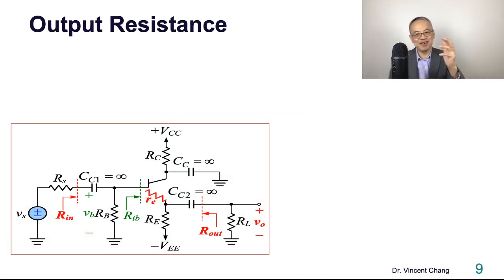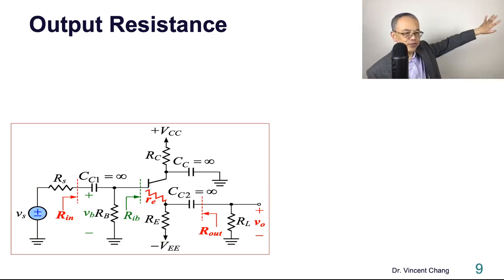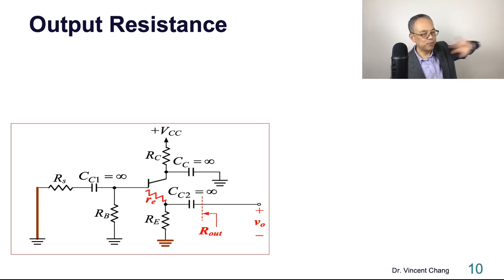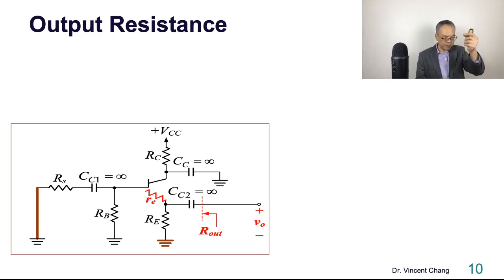That's the beauty of the T model. Output resistance. So what's the output resistance? The first step, just kick out the VS, the signal source, and then remove the RL. So ground the left-hand side of the RS, and remove the RL. And then what's the output resistance? The resistance between the emitter and the ground, looking back, looking into the emitter.